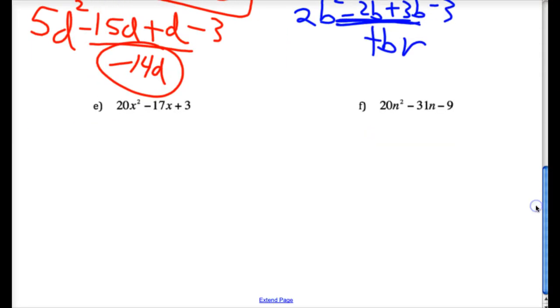Yeah. Okay. Hey guys, we're only doing the first side of this. Second side is tomorrow's notes. These are the hard ones.